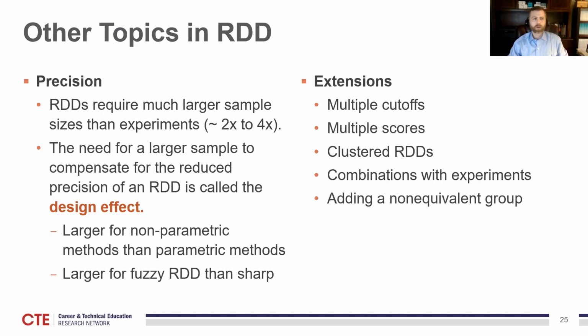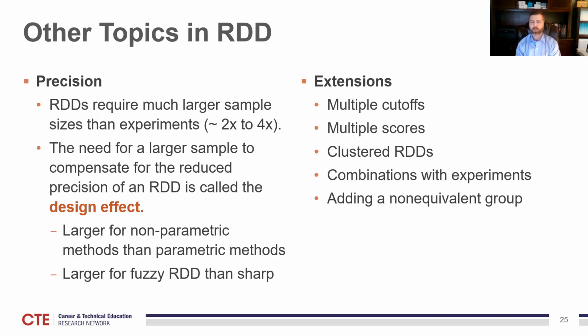The other note about precision is if you want to use non-parametric methods, you need a larger sample size than if you use parametric methods, and you also need a larger sample for a fuzzy regression discontinuity than for a sharp. So we've sort of touched on the basics. Again, the point here was to give you a little bit of an introduction to the intuition and some of the mechanics behind applying regression discontinuity, but there are lots of ways you can make these types of models more complex. So we've listed a handful here.